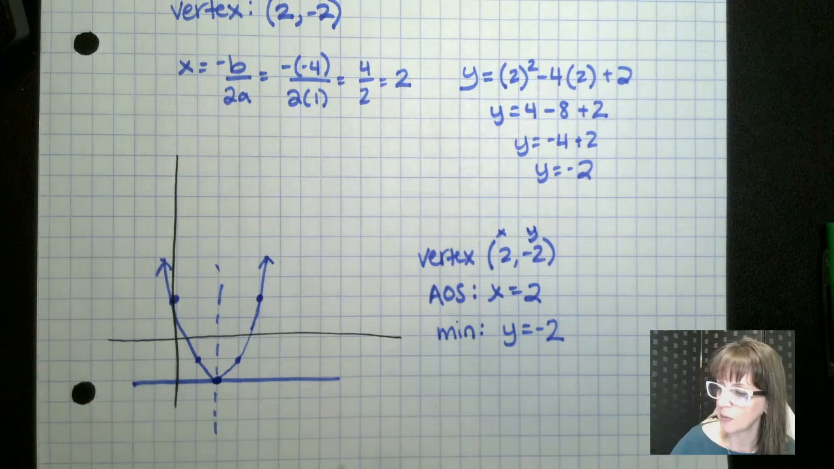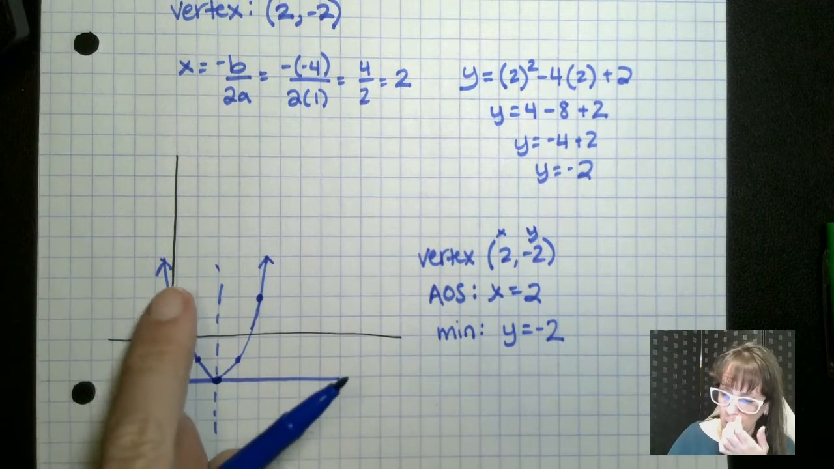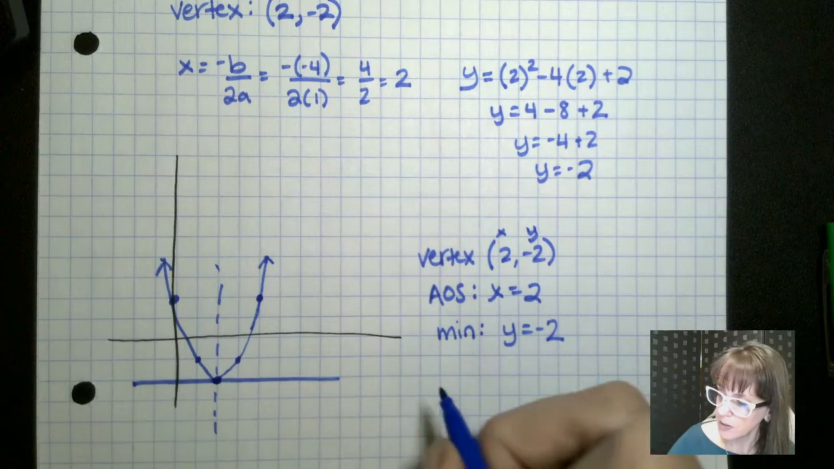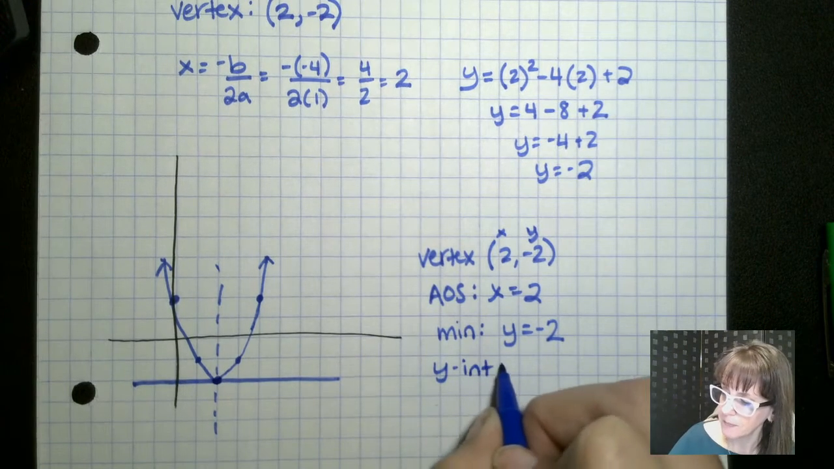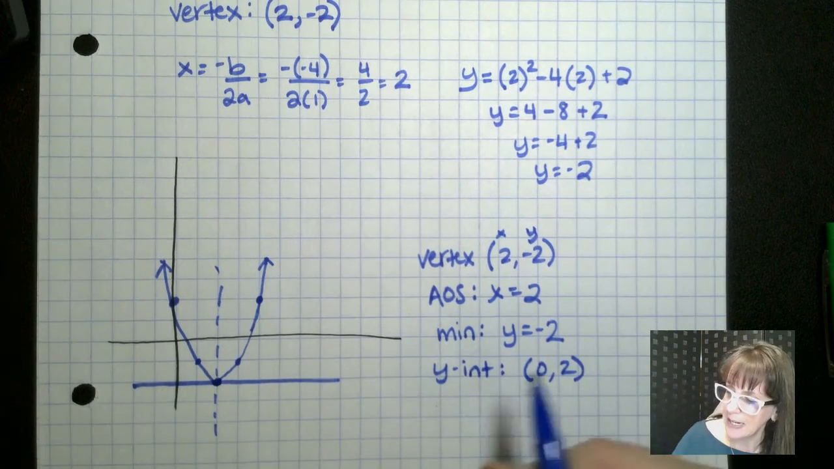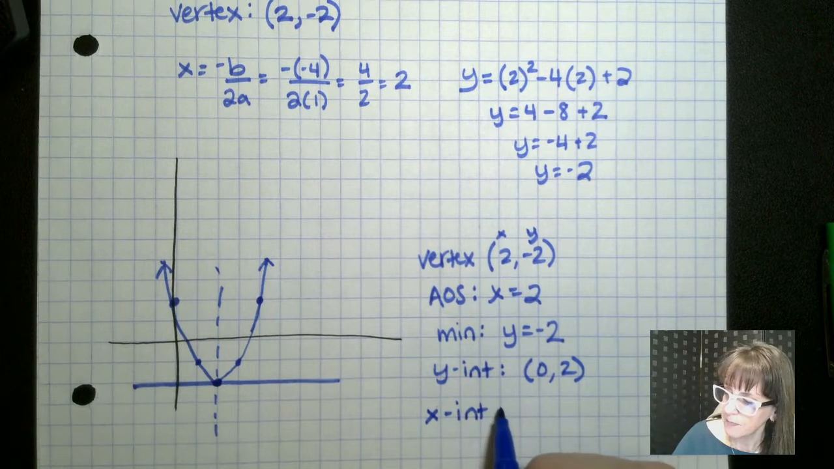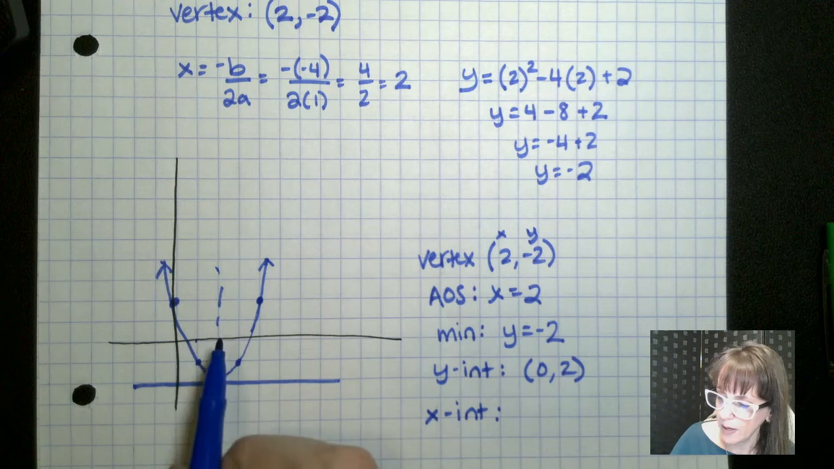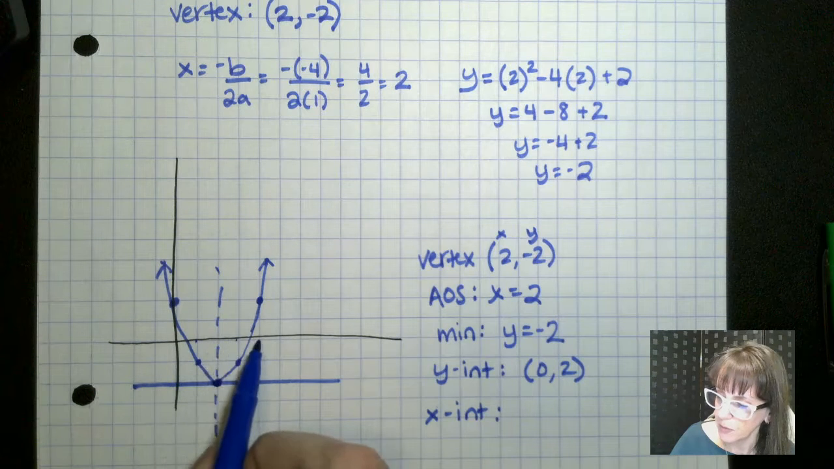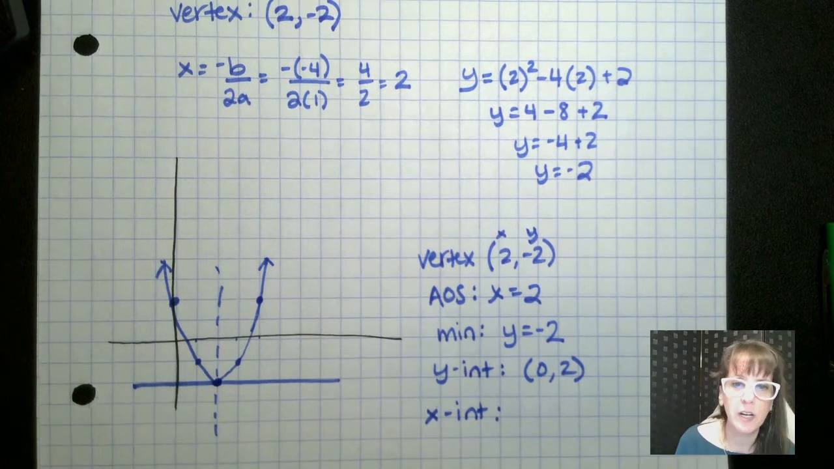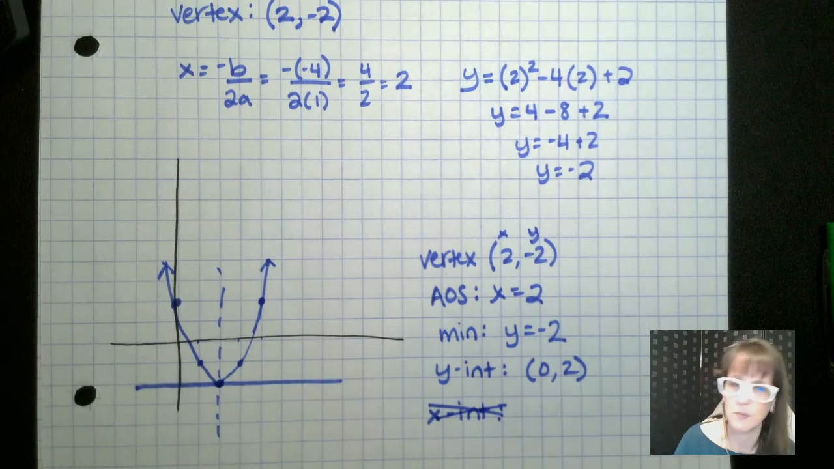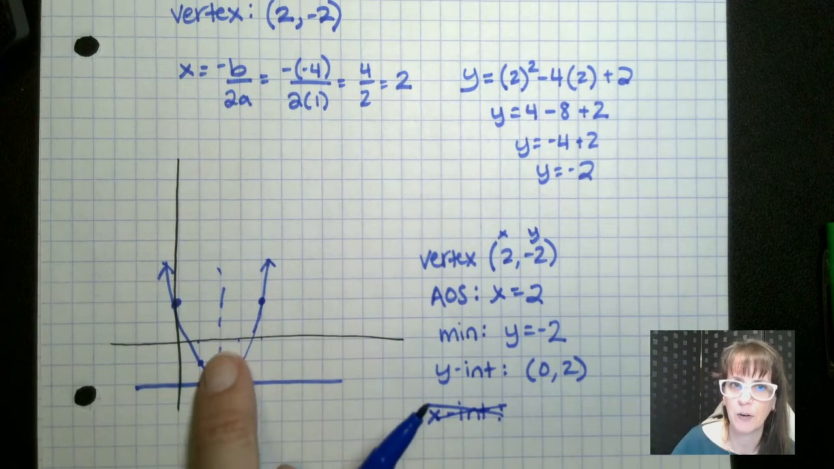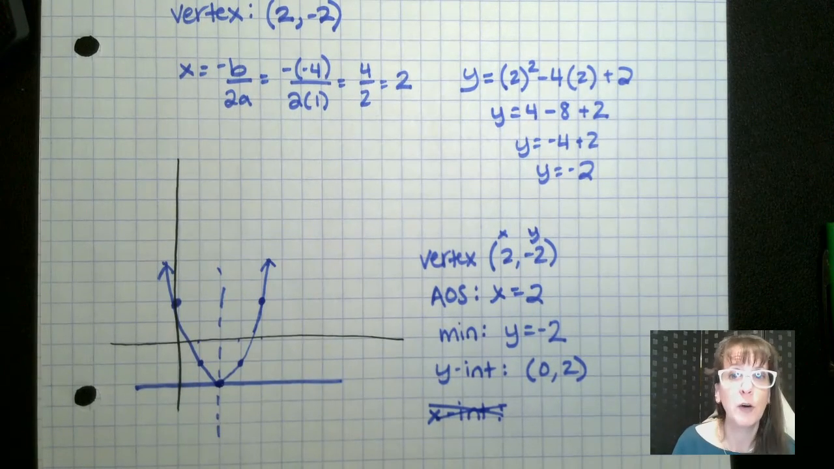Any other things that we would know? We know our y-intercept is at 2. So y-intercept is 0, 2. Now it looks like our x-intercepts are somewhere in between 0 and 1, and then in between 3 and 4. So we're not going to know what those are exactly unless we use the quadratic formula or another way to solve this. So we're not going to worry about those now. I just wanted you to see how to find your minimum or your maximum. Hopefully that helps.